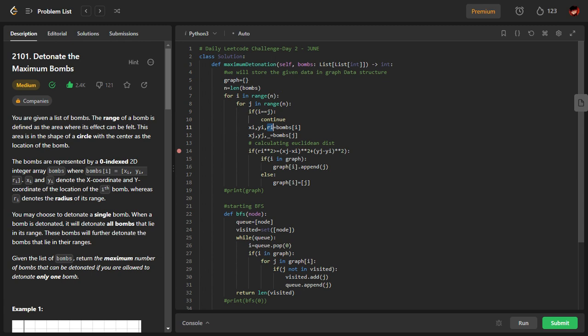How to find the distance between the two? This is the formula. Okay, this is pure maths. It's called Euclidean distance. You can just Google it once, you'll get the formula. Okay, xj minus xi whole square.